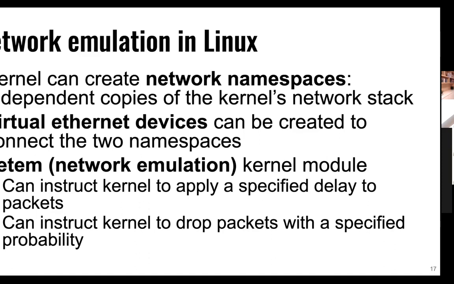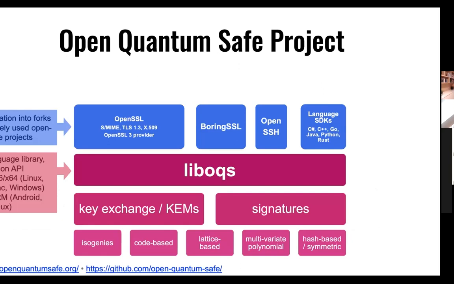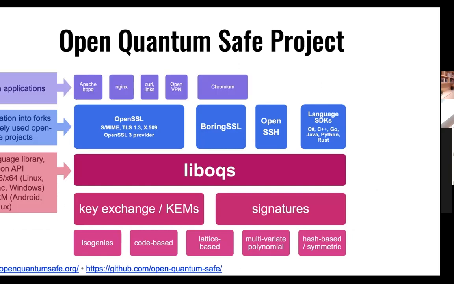The second was software that we developed as part of the Open Quantum Safe project. As part of that project, we have a C library called libOQS, which brings together in a single common API key exchange or KEM algorithms and signature algorithms. Then we have integrations of these algorithms into forks of widely used open source projects, including OpenSSL, which is what we used in this experiment, and modified applications like Apache and Nginx, Nginx being what we used in this experiment, that incorporate these algorithms. So we're able to do full client-server experiments using this toolkit.